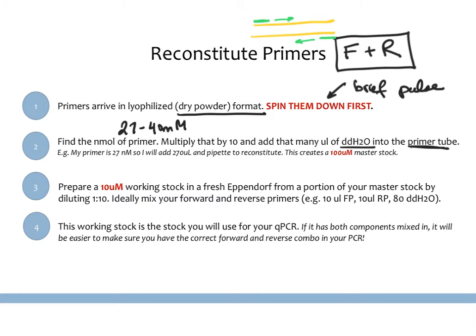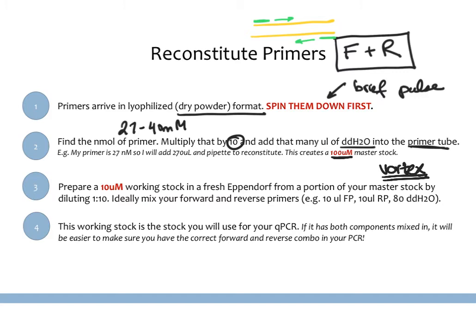And now you're adding this water directly into that tube so that it can reconstitute whatever is at the bottom and dissolve it properly. So we take this nanomolarity and multiply it by 10. Let's say it's 27. So now we're going to get 270 microliters, and we're going to pipette that and reconstitute. This will create a 100 micromolar master stock that you will then use for everything moving forward. You should vortex this very well before moving forward with anything else.